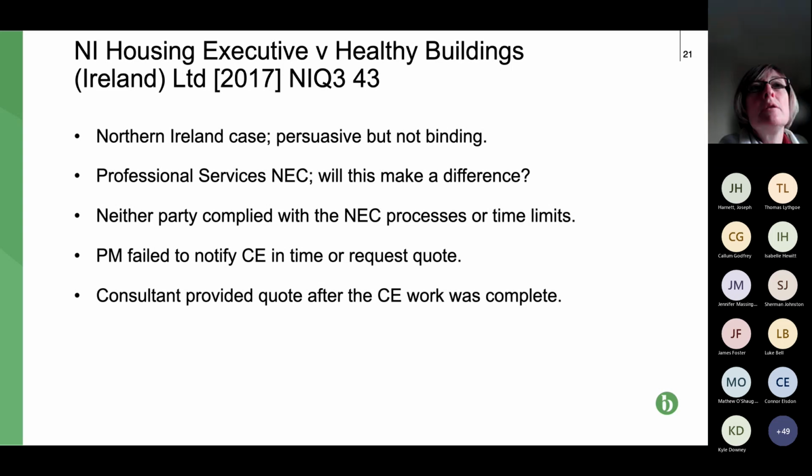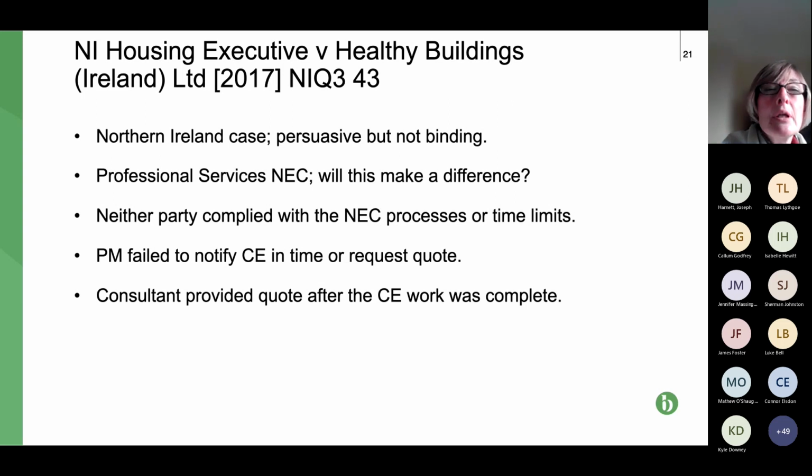So first of all, it's a Northern Ireland case. So in the courts in England and Wales, which is our jurisdiction, and also Scotland, which is a slightly different jurisdiction, but the same point applies, this case is persuasive, but it's not binding, so the courts aren't bound to follow it. So whether or not it will be remains to be seen.